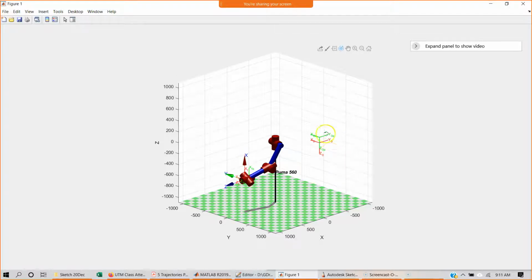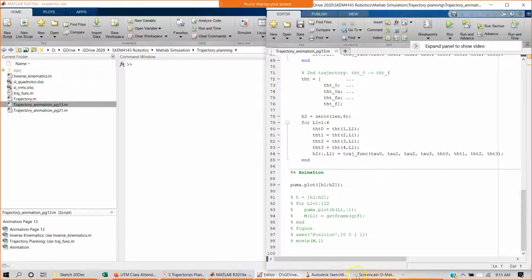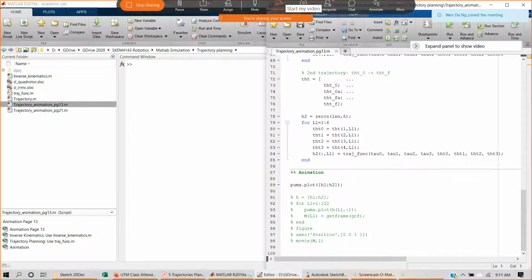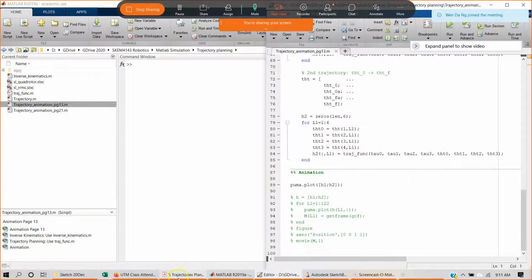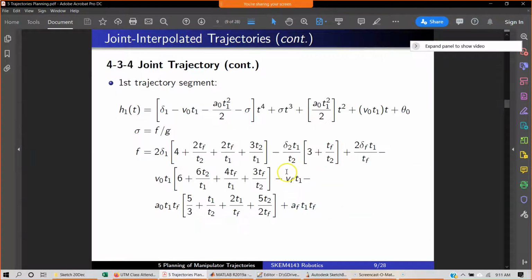So from these poses, we can do inverse kinematics to get the initial position, lift off position, set down position, and the final position. All right. Back to the slides.